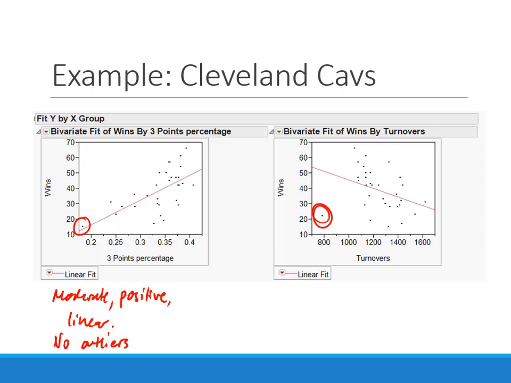definitely negative, right? That relationship is going downward. And again, linear, I would say, is not a terrible assumption, but we definitely have an outlier floating around in here. So this is, again, maybe a moderate strength, negative relationship. And I think linear is okay. But we have an outlier.